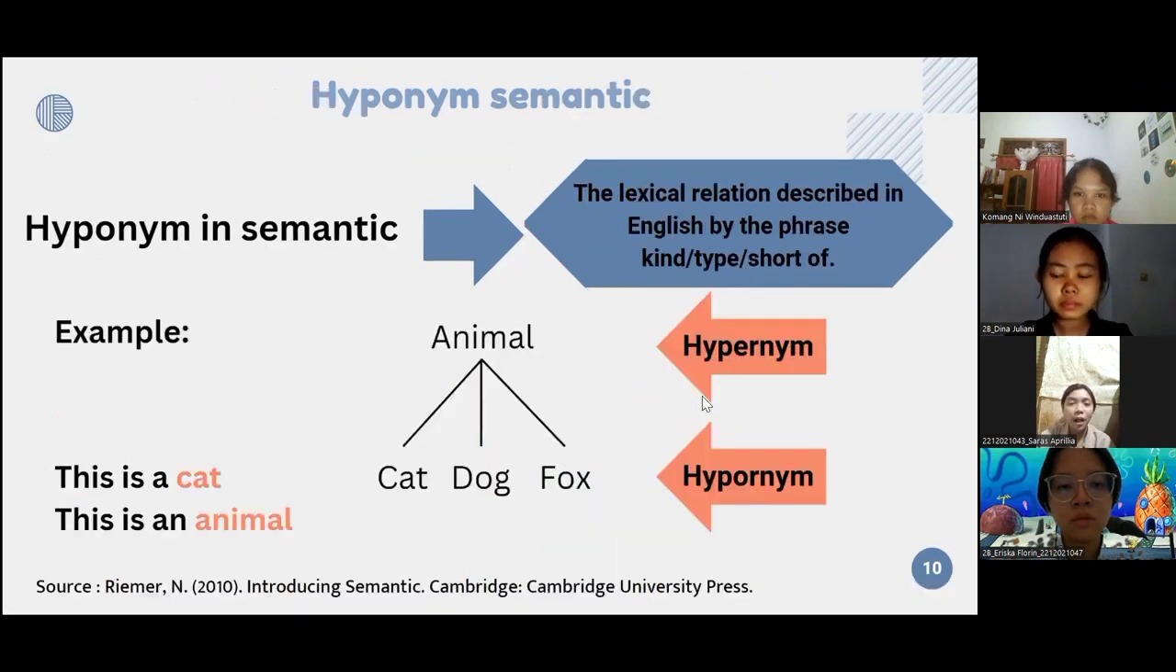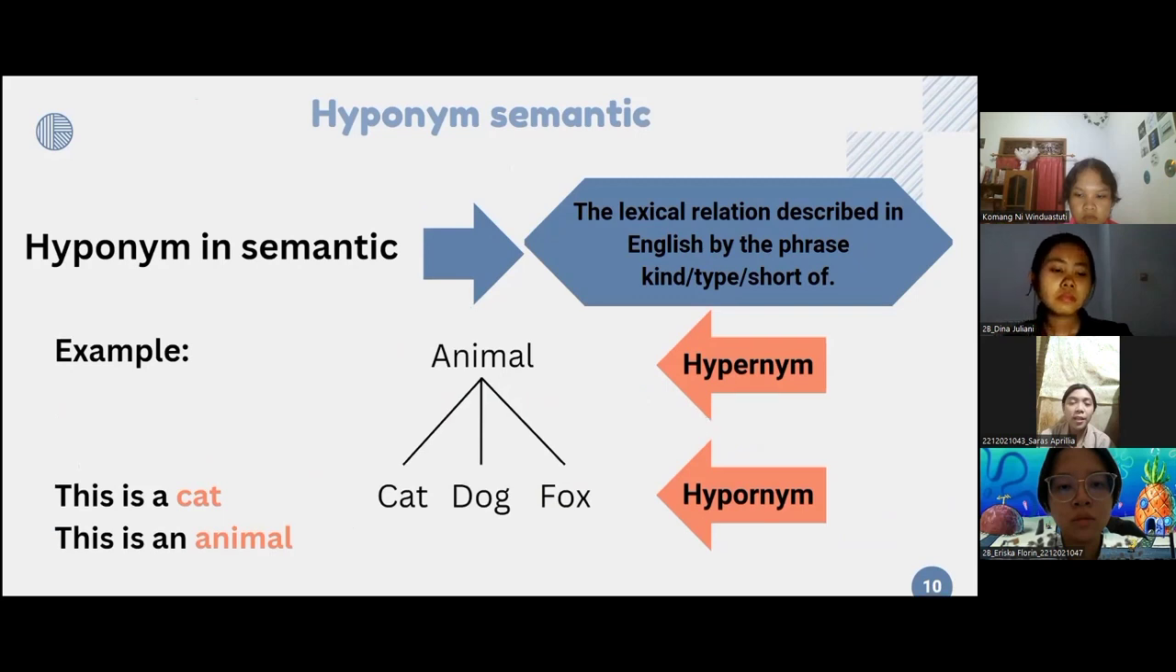Okay, the next material will be explained by Dina. Okay, thank you, Sarah. So right now I'll explain about hyponym semantics.